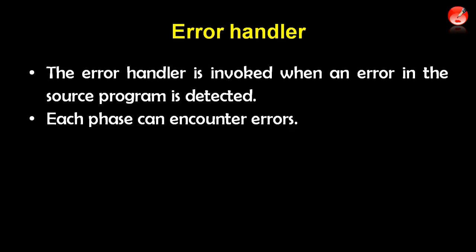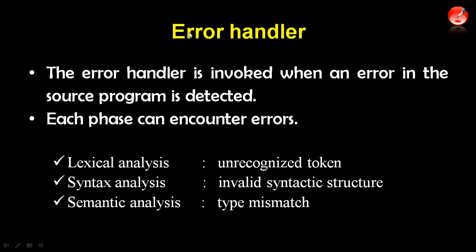Finally, error handler is the other phase. It accepts and processes the different errors generated by all the phases of the compiler. In all the compiler phases, errors can be generated at any time. These errors are processed by the error handler. In lexical analyzer, unsupported words, that is unrecognized tokens, may appear and can be identified as errors. In syntax analyzer, invalid syntactic structures are identified, whereas the semantic analyzer finds type mismatching statements. Like this, different phases generate different types of errors.